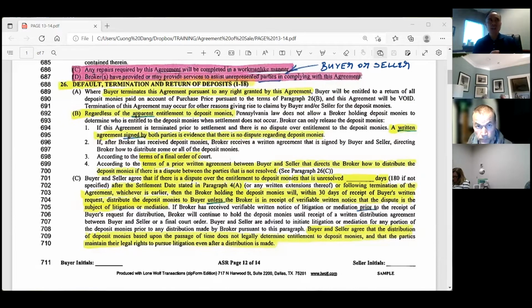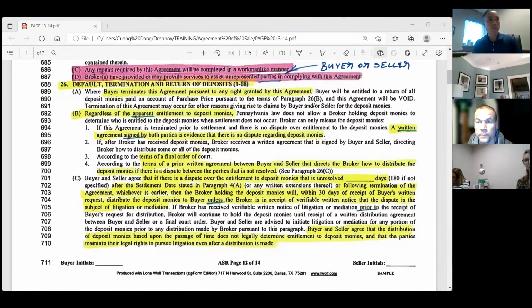So what it's stating there in A is there are throughout the contract paragraphs or phrases stating that the buyer is entitled to all deposit monies. Okay, we've seen it, we talked about that. However, termination doesn't have to be just those items, it could be anything else. And then that may give rise to claims between the buyer and seller for the deposit money.